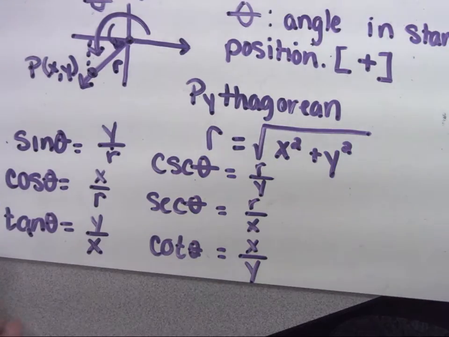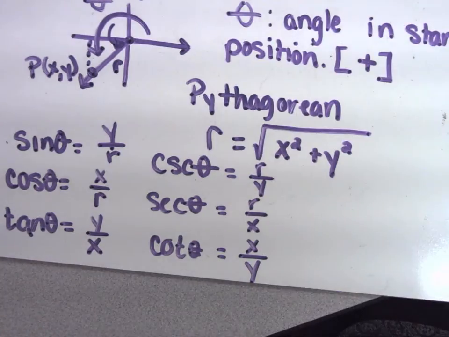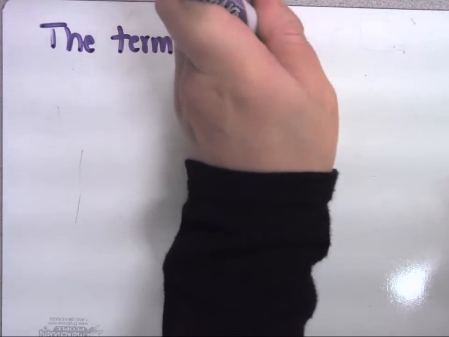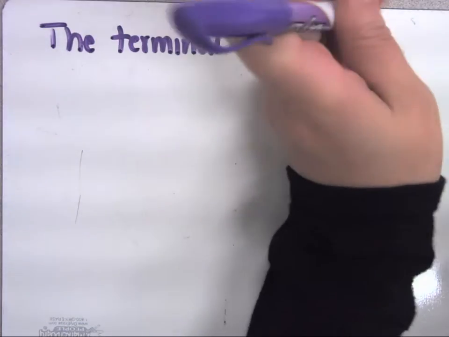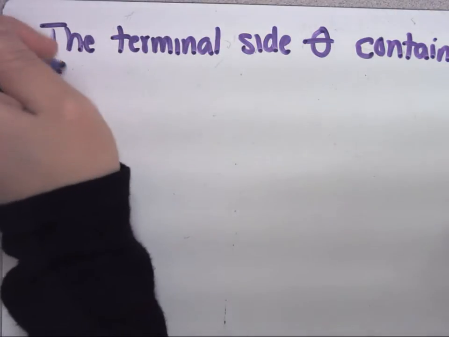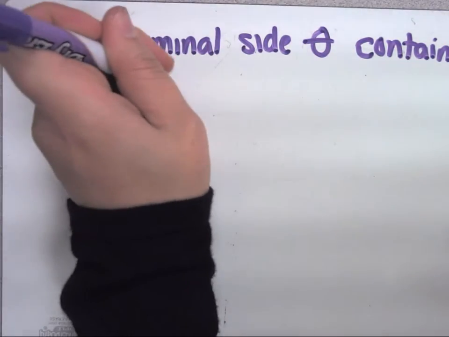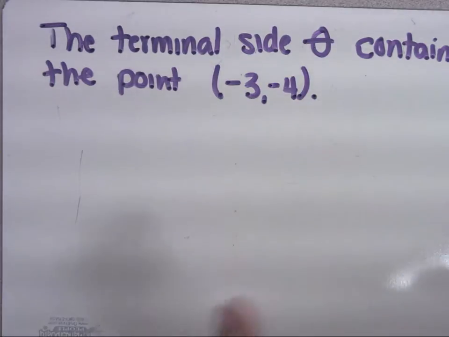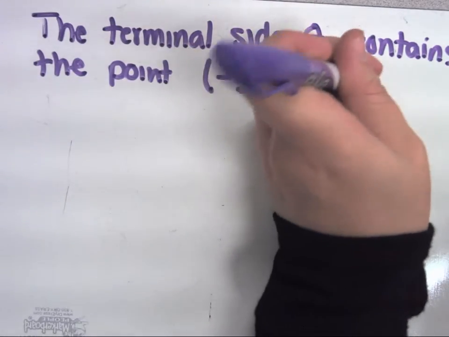I'm going to grab a different board so I don't have to erase right away. And we are going to solve a problem. Okay, so it says the terminal side of theta contains the point, and this is your point, -3, -4, period. Find the 6 trig functions.